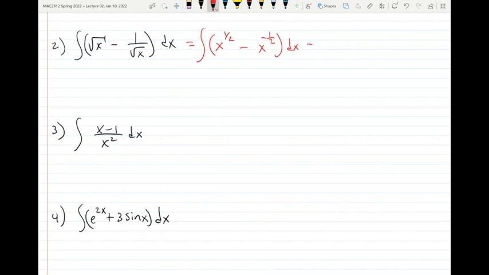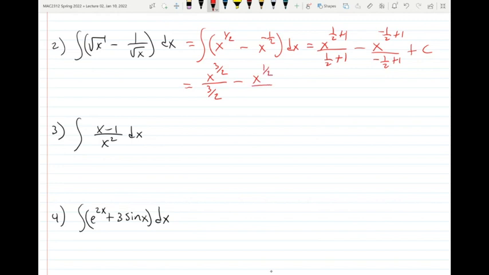Now we integrate. So this would be x to the 1/2 plus 1 over 1/2 plus 1, minus x to the negative 1/2 plus 1 over negative 1/2 plus 1, plus c. Yes? And now you simplify. So 1/2 plus 1, that's 3/2. So that would be x to the 3/2 over 3/2 minus, and then negative 1/2 plus 1, that's 1/2.